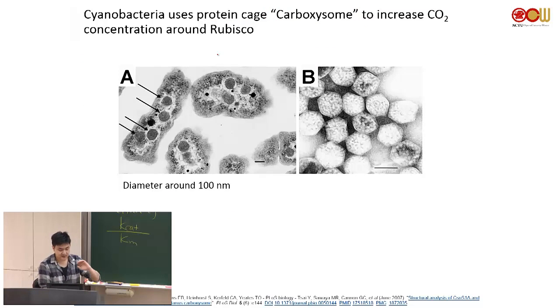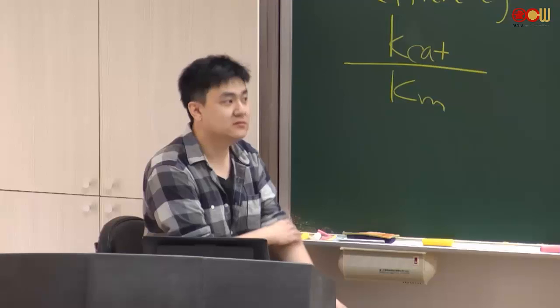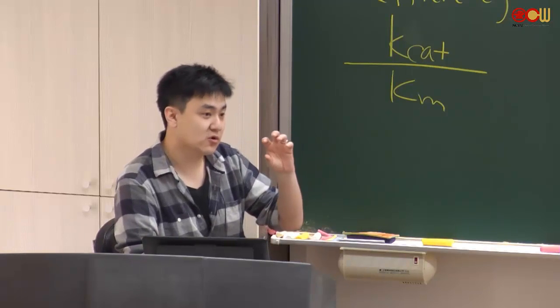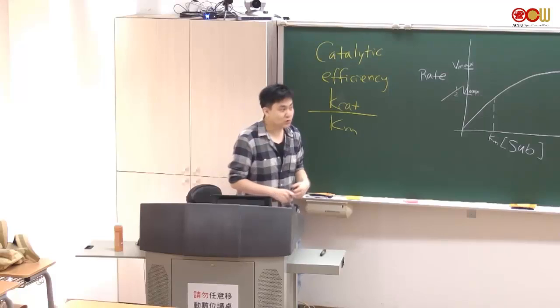If you take an electron micrograph of the cyanobacteria, you can actually see carboxysome, okay? So what you can see is that you have these little blobs, okay? This regular structured blob, okay? So those are the carboxysomes. The diameter for a carboxysome is about 100 nanometers, okay? Of course, different cyanobacteria have a slightly different size carboxysome, but roughly speaking, this is a microcompartment, a bacterial microcompartment that's made out of proteins.